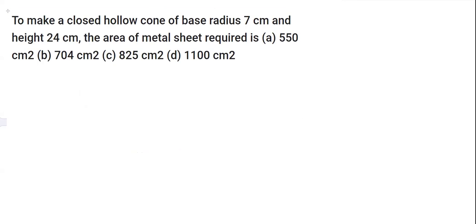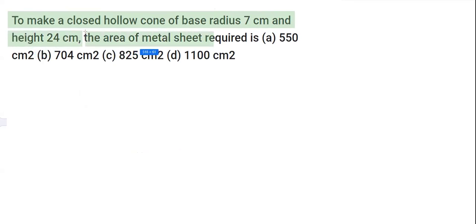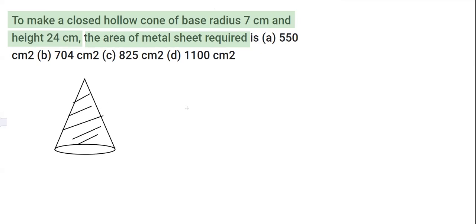In the next question, it says to make a closed hollow cone of base radius 7 centimeter and height 25 centimeter, the area of sheet required. So obviously it's a hollow cone, so we'll not be calculating the area of the base. And that means we are looking for the curved surface area. The metal sheet here is used only on the curved surface area, as it is a hollow cone.